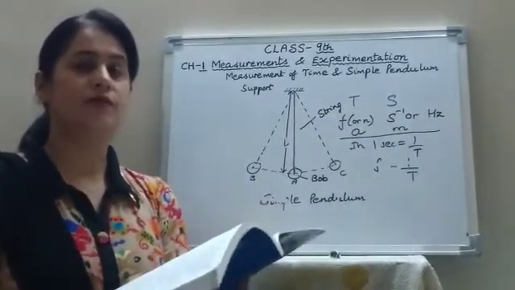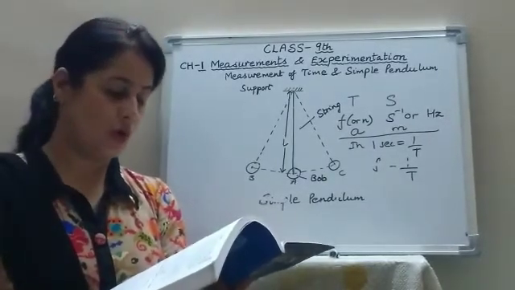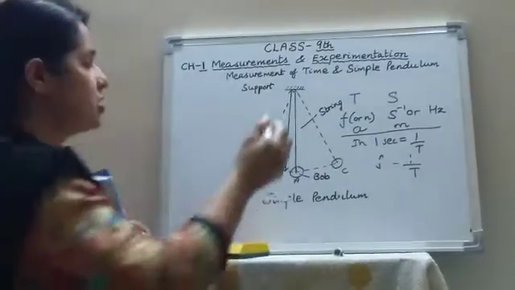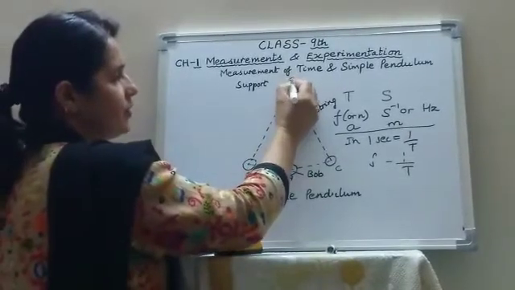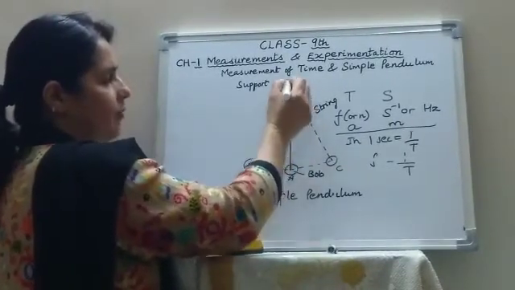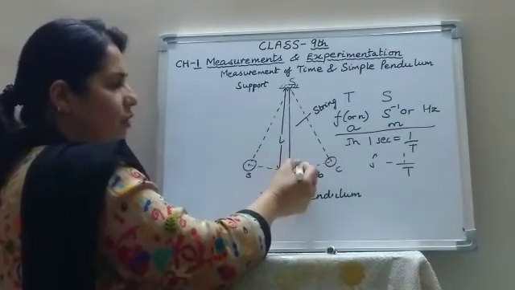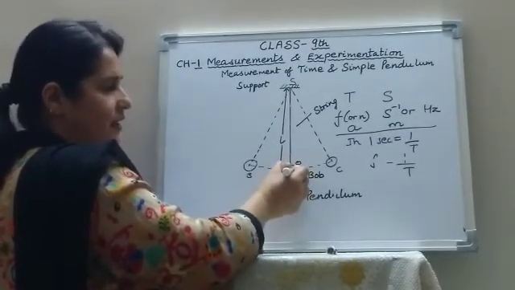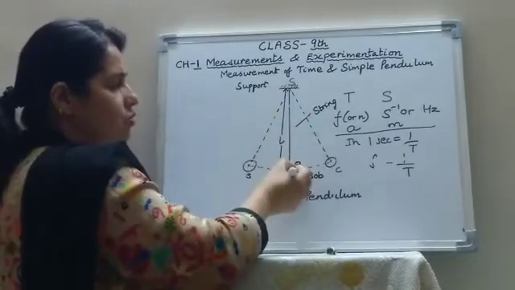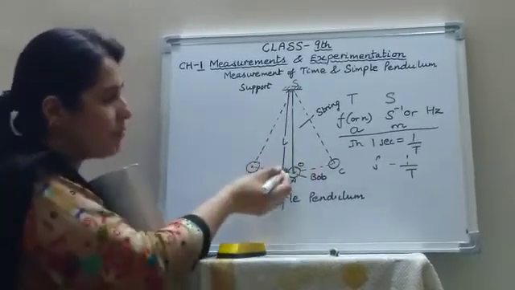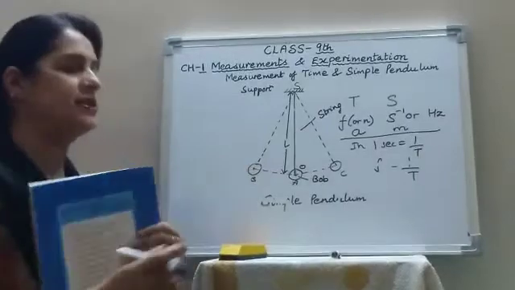Effective length of the pendulum. It is the distance of the point of oscillation O from the point of suspension S. Suppose this is the point of suspension where you suspend this bob. And this is the point of oscillation O, means the center of gravity where whole mass of the bob is concentrated at the center. So the distance from S to O from the center of the bob, that is taken to be the effective length of the simple pendulum.